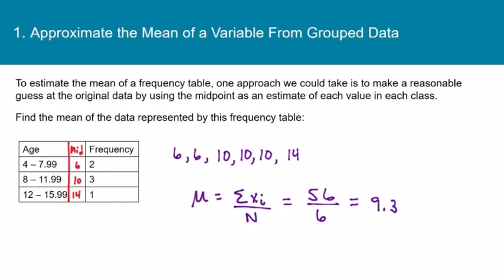Now again, this is an approximation or an estimate. We do not know for sure that these numbers are exactly the raw data. In fact, I would guess they're probably not exactly the raw data, but most likely some numbers are below the midpoint and some numbers are above the midpoint, and hopefully it all comes out in the wash.